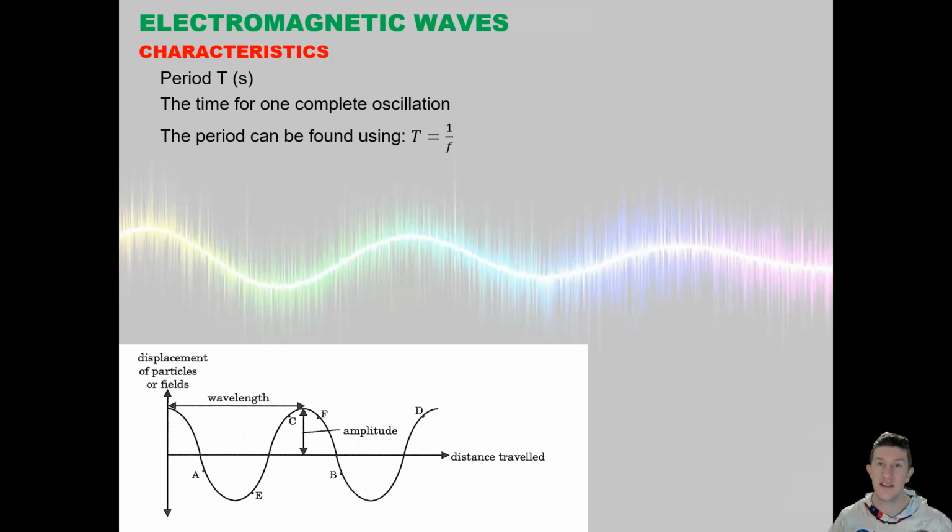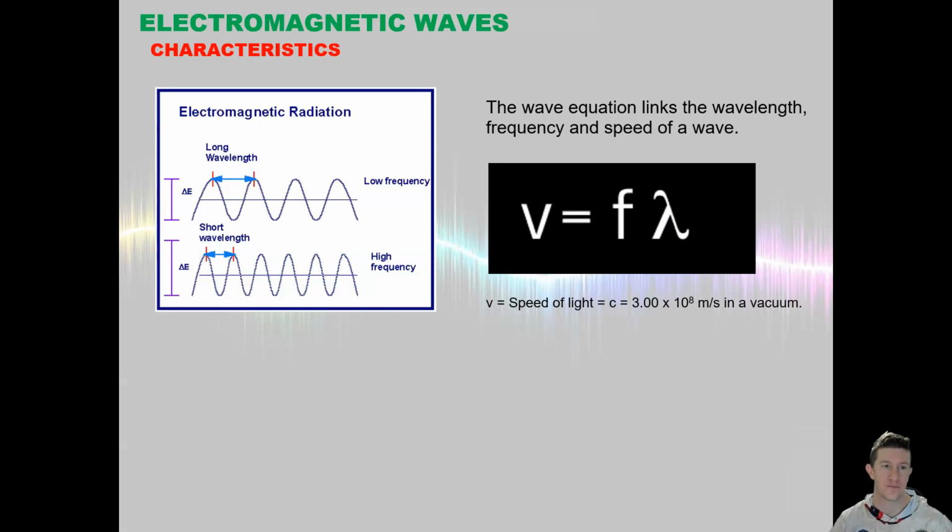The period, we use the symbol capital T, and its units are seconds. This is the inverse of frequency. Period is the time that it takes to complete one oscillation. So we can say that T equals 1/f. Frequency is how many oscillations per second. Period is how long for one oscillation. Often students confuse them, but they are the inverses of each other.